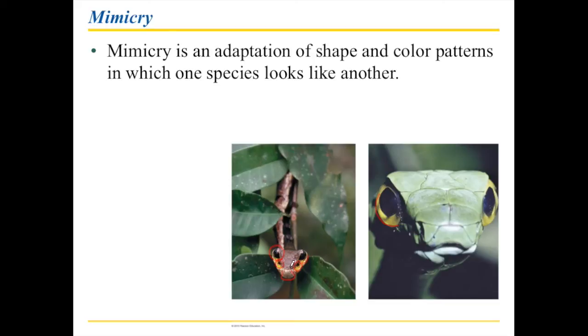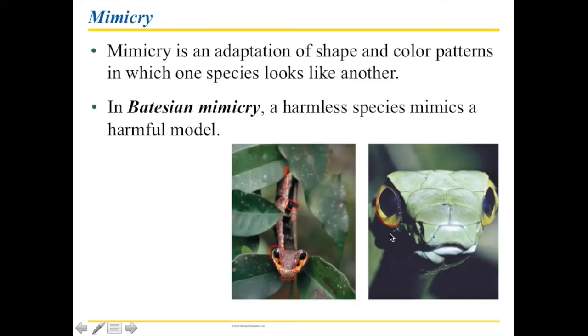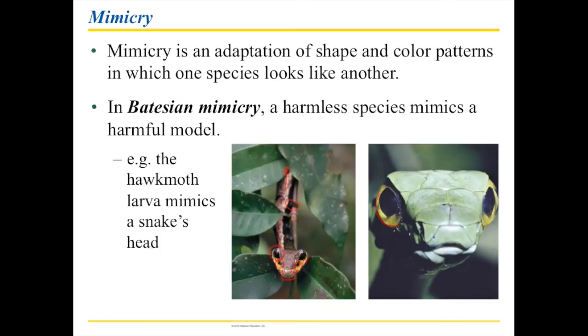But that's not a head at all. It's the back end. And so clearly the caterpillar would be something that's relatively juicy. Here is one of the feet of the caterpillar, and so the head sticks under here. And it mimics a snake. Now, birds would like to eat caterpillars because they're nice and juicy. But they're not going to touch this one because it looks like a snake, which would like to eat the bird. And so this is called Batesian mimicry. Batesian mimicry means that the harmless species, in this case the caterpillar, mimics the harmful model. So that's called the hawk moth larva, and it mimics the snake's head.